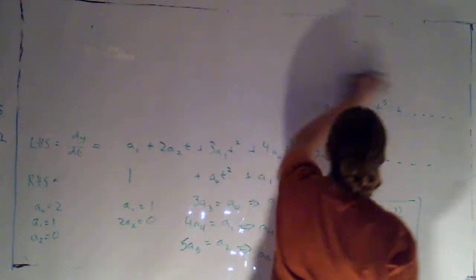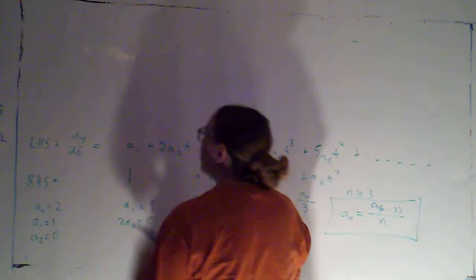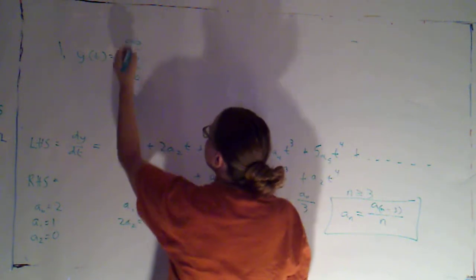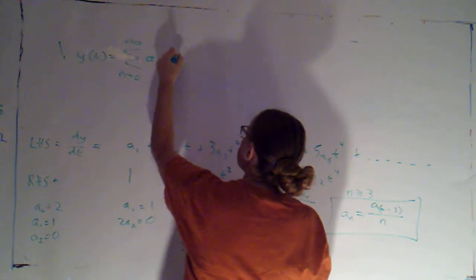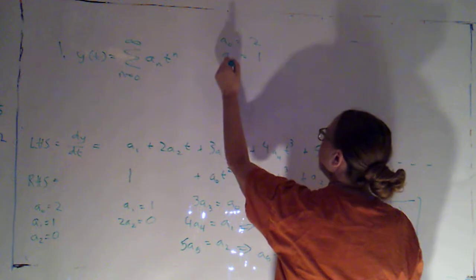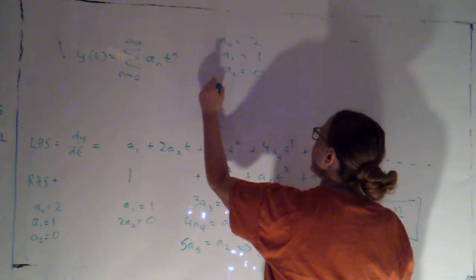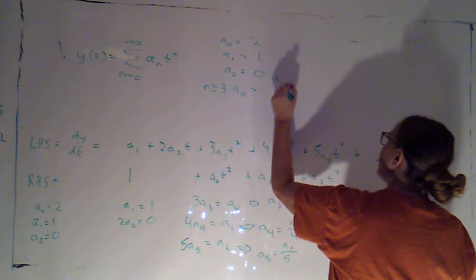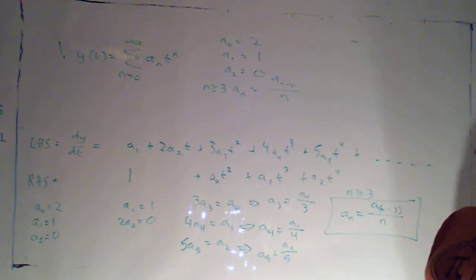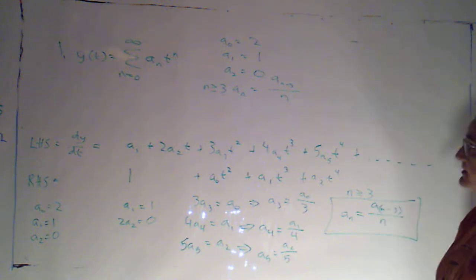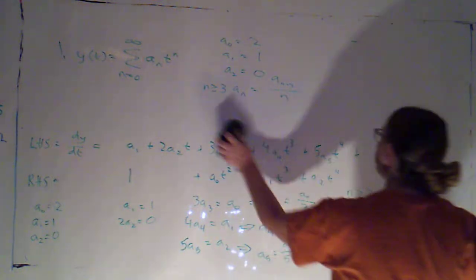So, for my answer now to part 1, I can say y of t is the sum as n goes from 0 to infinity of a sub n t to the n, where a naught is 2, a1 is 1, a2 is 0, if n is bigger than or equal to 3, a sub n is a sub n minus 3 divided by n. So I've now described all of those coefficients. Excellent. Okay. So now I also wanted to find p sub 4.